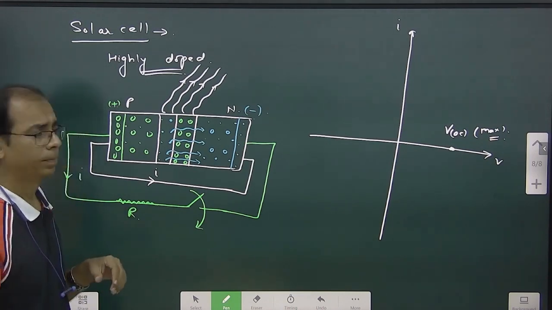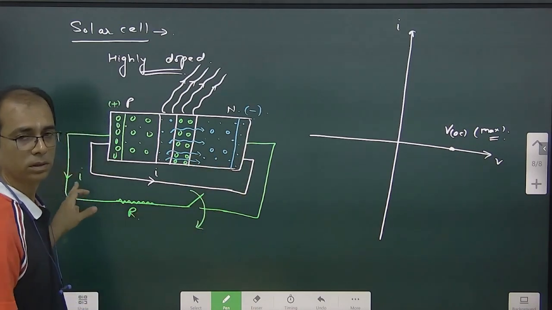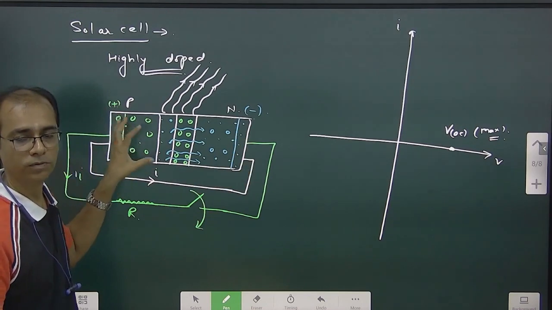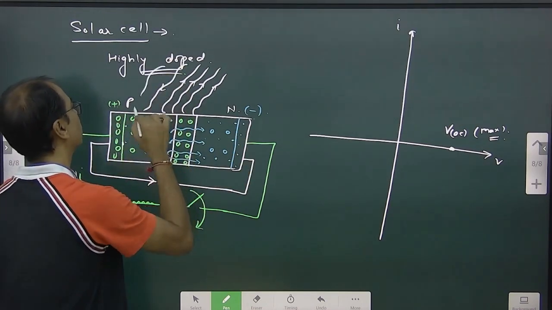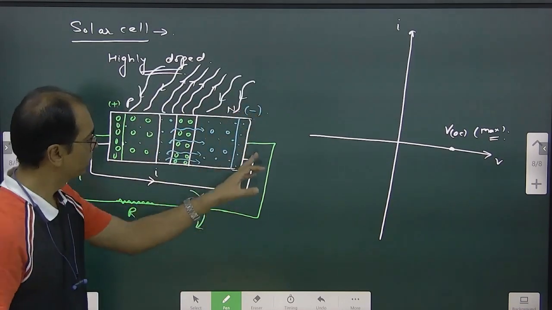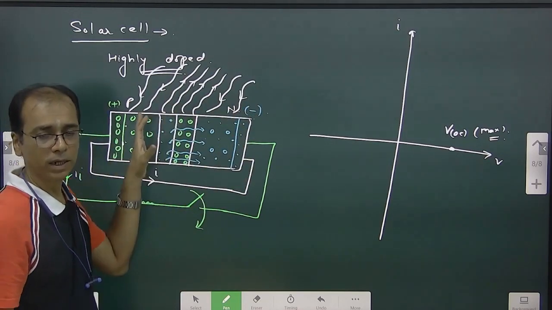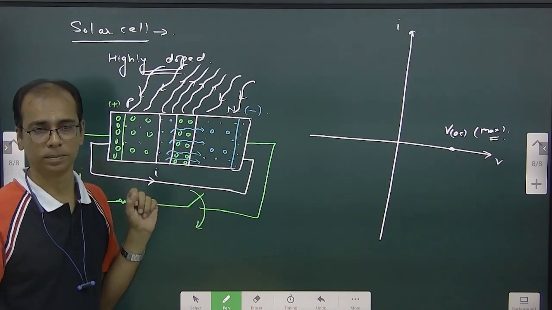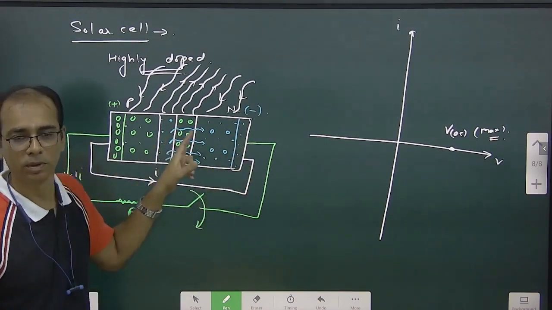What's going to happen? These electrons will move to this side now. So covalent bonds will be forming here. Photons are falling here also, right? Yes, they are falling on all. So whatever number of electrons come from here to this side, covalent bonds are made, and then because of this light, they break and go. So what will be happening? Saturation will come. The same number of electrons are coming, the same number of electrons are going.